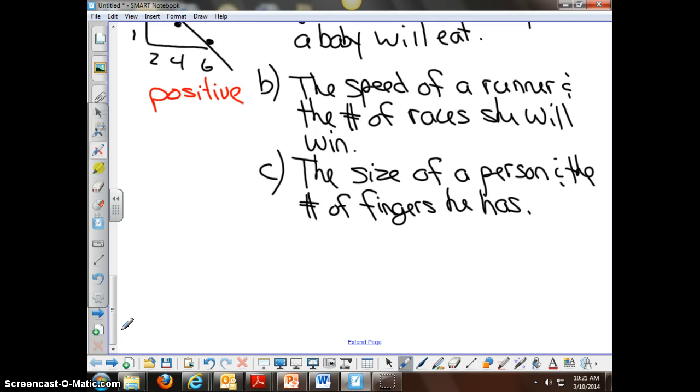And the last one, the size of a person, the number of fingers he has. Positive, negative, or none? I mean, none. There's going to be no correlation here.